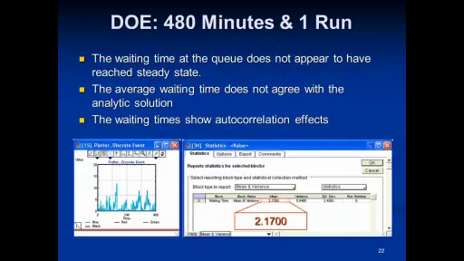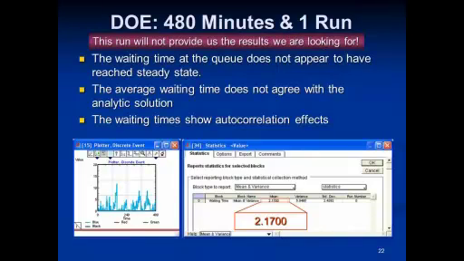So this is kind of a relook at that design of experiments with 480 minutes, one run. We saw that the waiting time of the queue does not appear to have reached the steady state. The average waiting time, which we know analytically is 1.6333 repeating, is different. And then we can see on the graph to the left that the waiting times are autocorrelated. So this DOE does not produce the results that we were looking for.